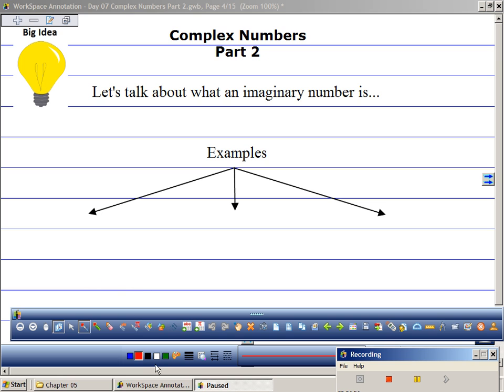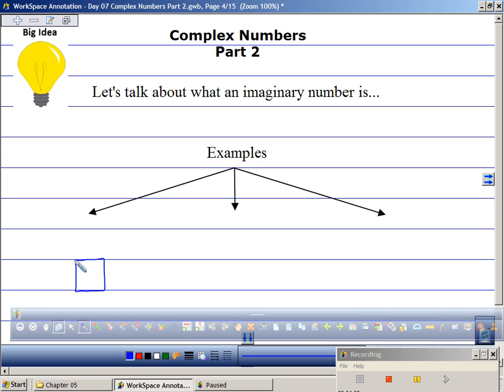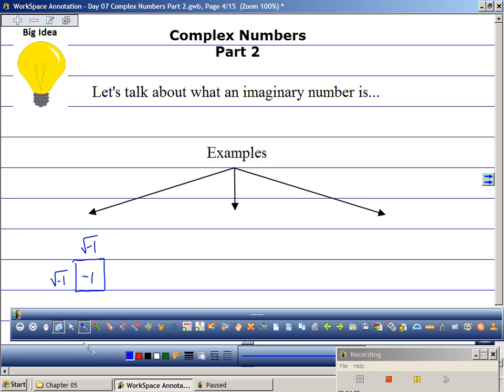Okay, so let's talk about 3 representations of an imaginary number. So yesterday we talked about the fact that if we looked at this as an area model, and this area was -1, what would the sides be? What's the inverse of a square? A square root. So the sides would be square root of -1 and square root of -1. Correct?